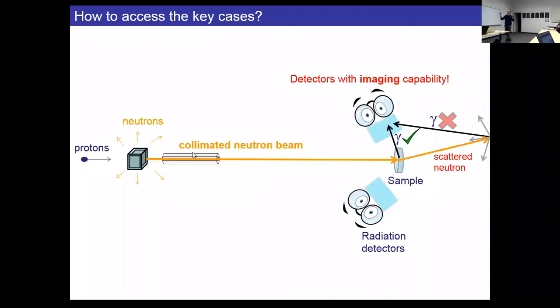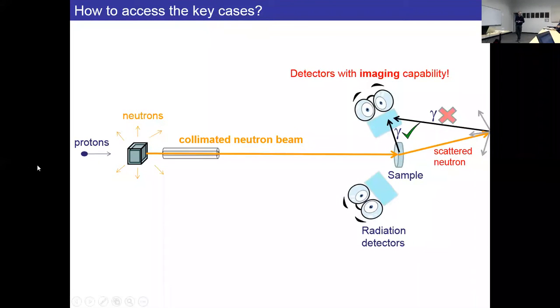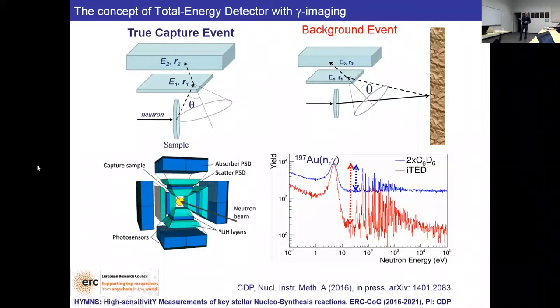So basically, it is the operation principle of a Compton camera. We have here in each event a kind of cone of possible incident radiation directions, and then you can check whether this cone overlaps with the sample position. That's a true capture event. If not, then you reject it.